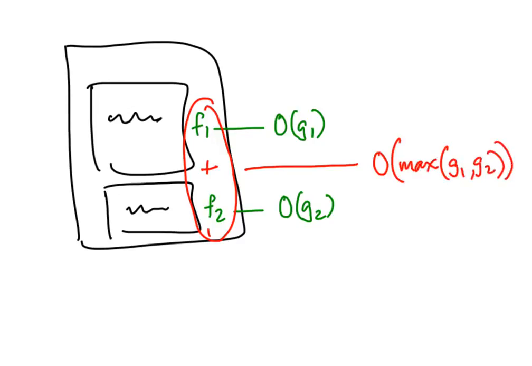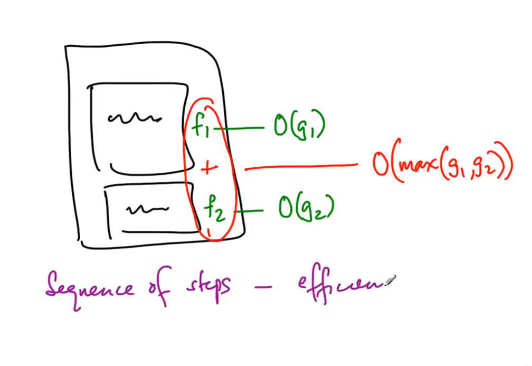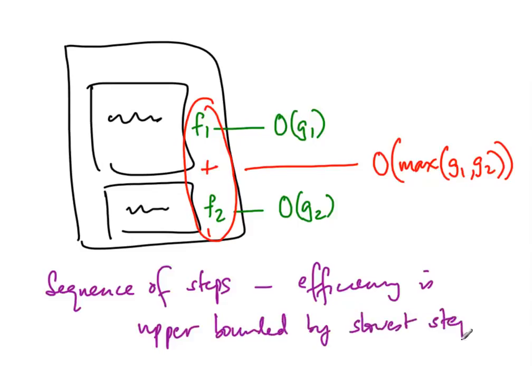Right? So in other words, if I have a sequence of steps, then the efficiency is upper bounded by the slowest step. The other thing this tells us is we can break up our algorithm into these kind of blocks, and we can measure the efficiency of each block separately and just look for the worst block, and the worst block will actually be the slowest, and therefore it will dominate the time efficiency of the entire algorithm.